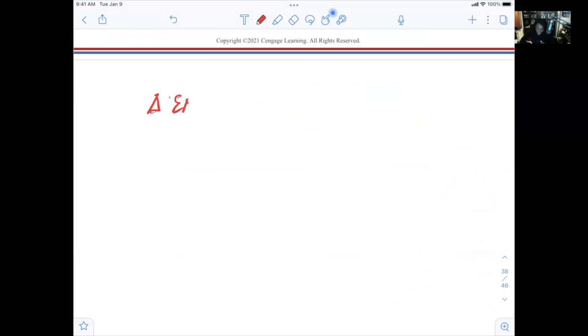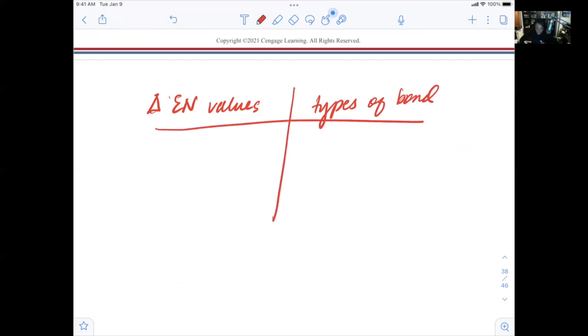Change in electronegativity values, and then types of bonds. So if the gap between the electronegativity values of two elements is 0, you're actually going to find the difference and then figure out the absolute value of that, and I'll show you how to do that. If the difference is 0, the type of bond here is usually called pure covalent bond. Sometimes it's called non-covalent bond.